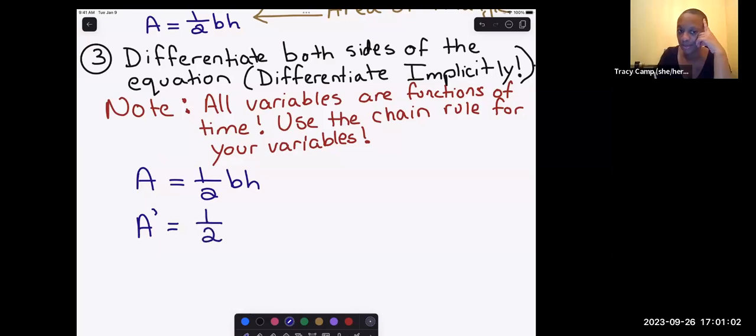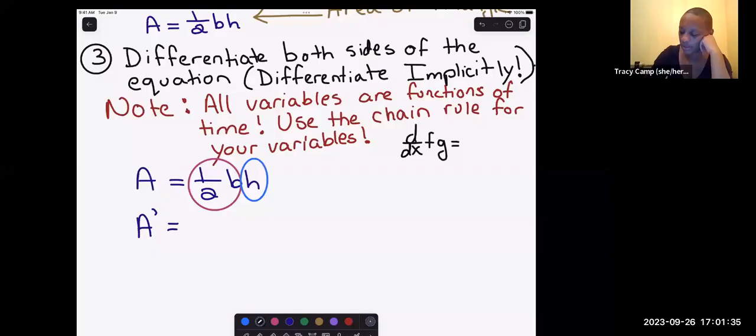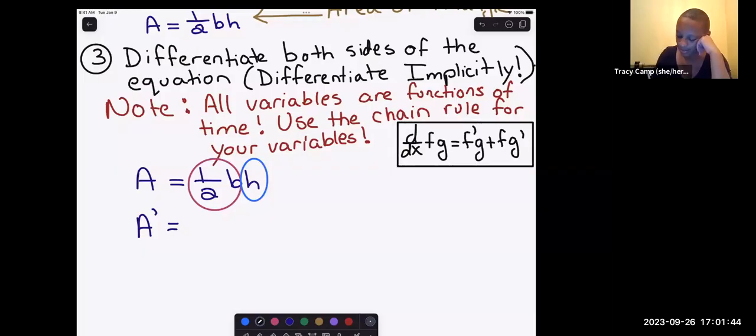but then the right side of my equation, I'm first of all going to recognize that I have a product. Let's think of this as my F, and then we'll think of H as my G. I'm going to apply the product rule, which says that the derivative of F times G is F prime G plus FG prime. I'm going to think of 1/2 B as my F.